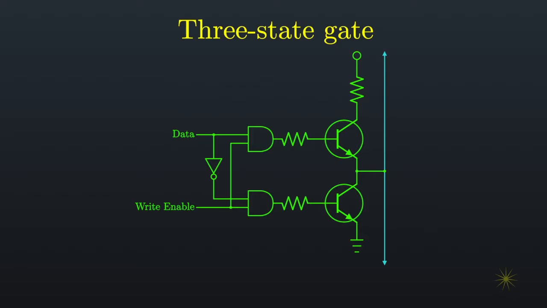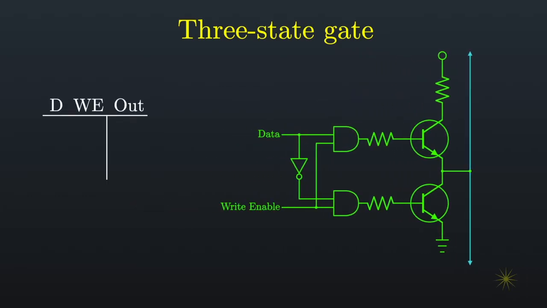This circuit is called a tri-state gate or 3-state gate because it has 3 separate states. When the write enable line is turned on and the data line is off, then the attached bus wire is set to 0 volts. When the write enable line is turned on and the data line is turned on, then the attached bus wire is turned on. But when the write enable line is turned off, our circuit is effectively disconnected from our bus wire. We use the symbol Z in the table to mean high impedance, or rather, that our circuit is effectively disconnected from the output wire.